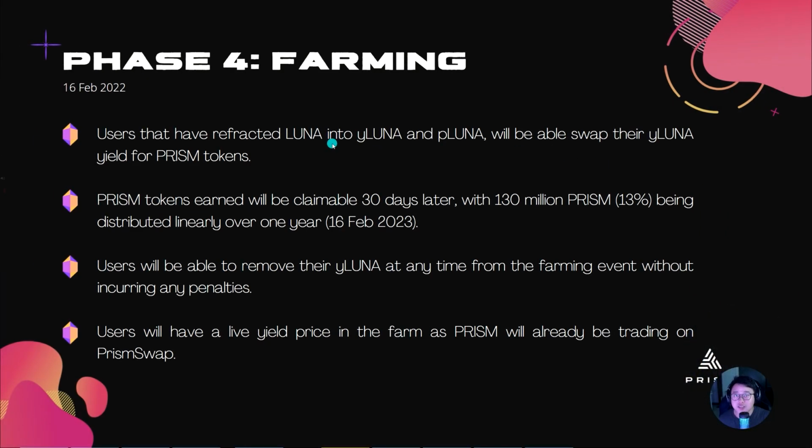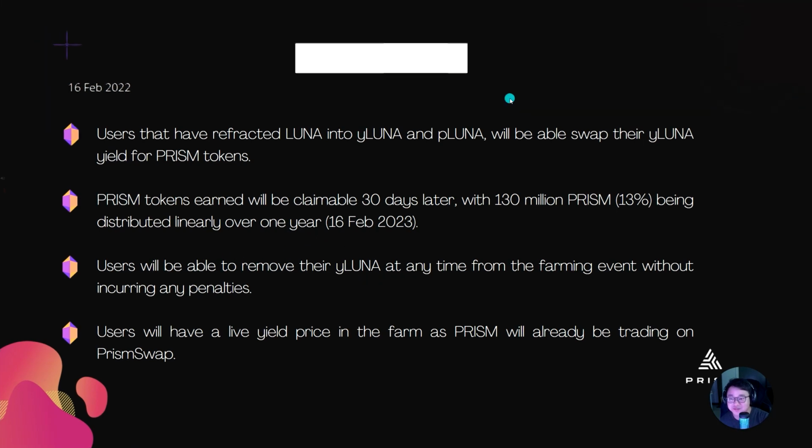And in phase 4, you can start to farm Prism tokens using yLUNA. So after you refract your LUNA into yLUNA and pLUNA, or you just decide to swap into yLUNA, you can then stake your yLUNA, and basically the yield from the yLUNA is converted into Prism tokens. But these Prism tokens, you cannot just farm and dump. They will be claimable 30 days later, so there's a 30 day vesting, and about 13% of the entire Prism will be for this Prism farming over a 1-year period linearly. But you can remove your yLUNA at any time without any penalties.